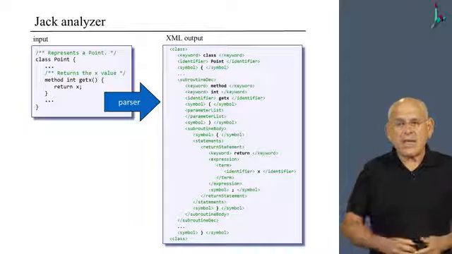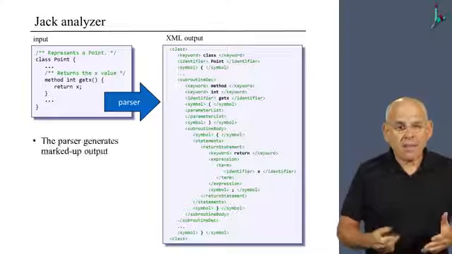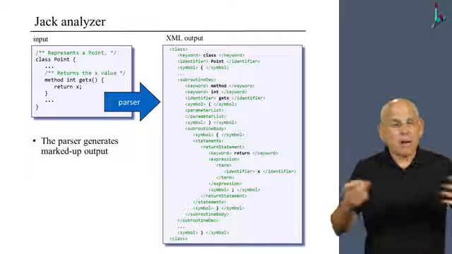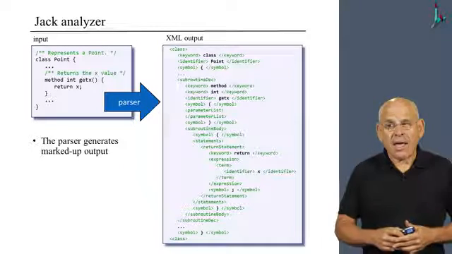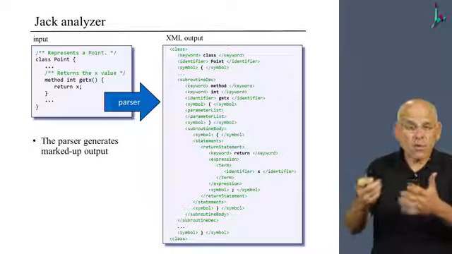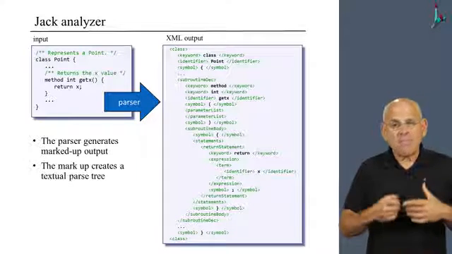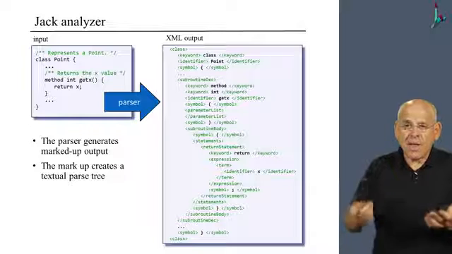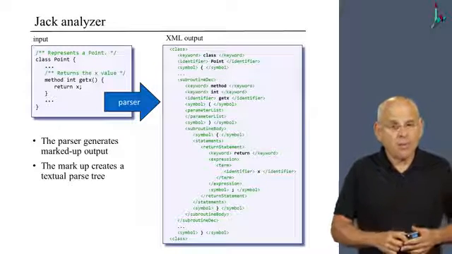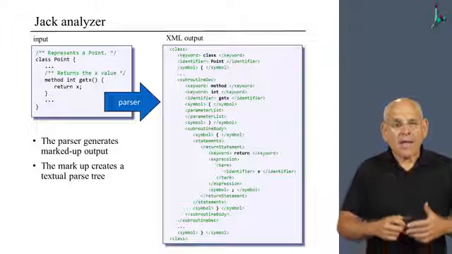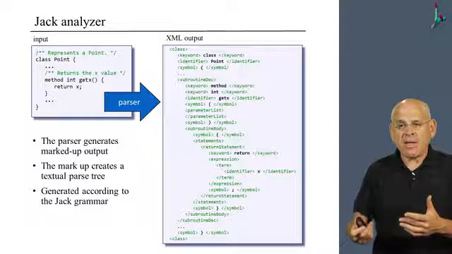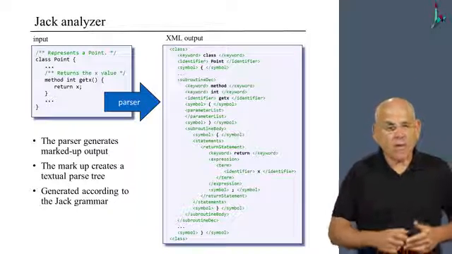So we see that the parser generates marked up output. And it is marked up according to the XML format. And the markup actually creates a textual parse tree. And this parse tree is generated according to the Jack grammar.